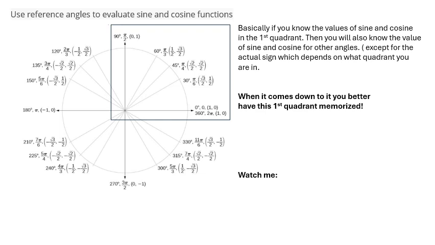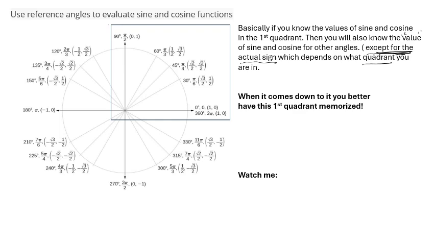Okay, I'm going to give you the big picture right now. Here's the big picture. I have a circle. If you know the values of sine and cosine in the first quadrant, then you will also know the values of sine and cosine for any other angle. Now, I really should put this in quotation marks, because really the only thing we don't know is what the actual sign is, positive or negative. That depends upon the quadrant.